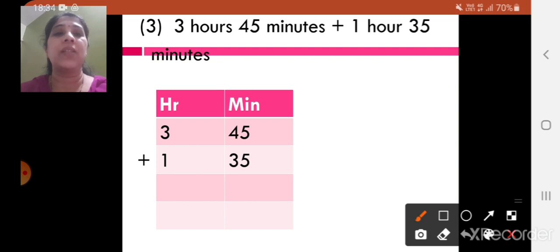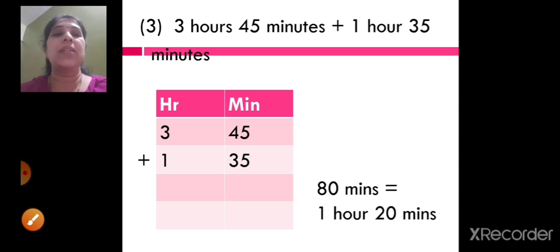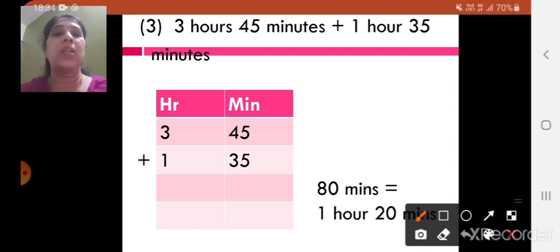5 plus 5 is 10. So 0, 1 carried over. 1 plus 4 is 5 and 5 plus 3 is 8. 3 plus 1 is 4. So you got 4 hours 80 minutes. Now we have to convert this 80 minutes. So 80 minutes is equal to 1 hour 20 minutes.